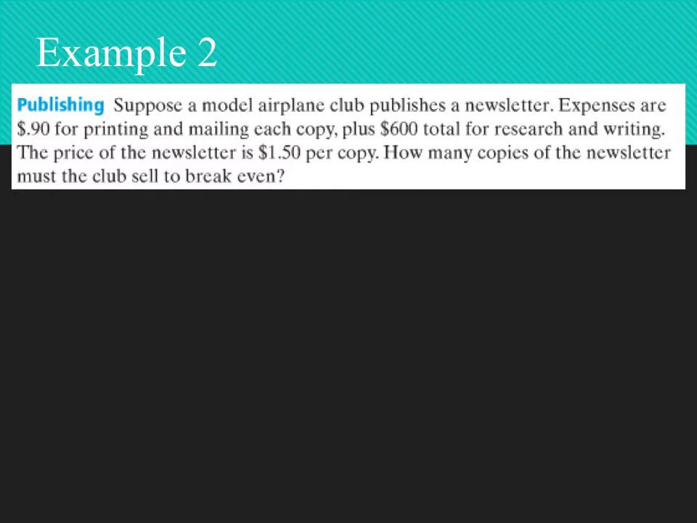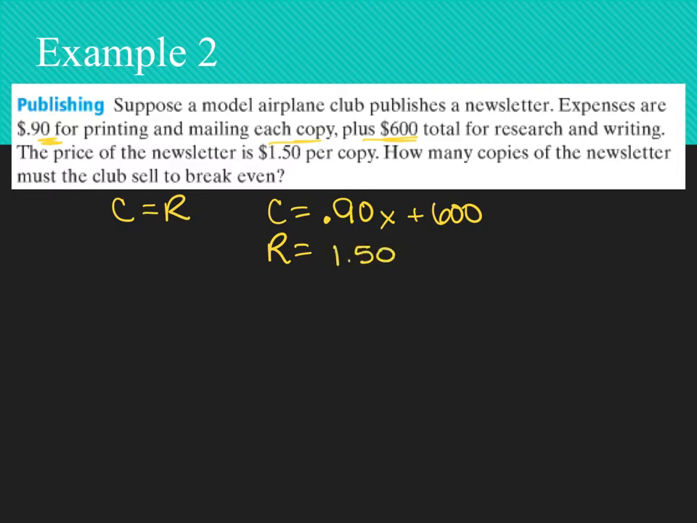Again, that break even tells me that we're looking at a cost equals a revenue. So I have to first identify our cost. And if we look at it, it tells us that our expenses are 90 cents for printing, and that's per copy, so that's going to be 0.90x, plus we have $600 that we're going to add to our costs for the research and writing. Our revenue, or our income then, is going to come from the fact that the price of the newsletter is $1.50 per copy. So we're selling that newsletter for $1.50 times the number of copies that are sold.